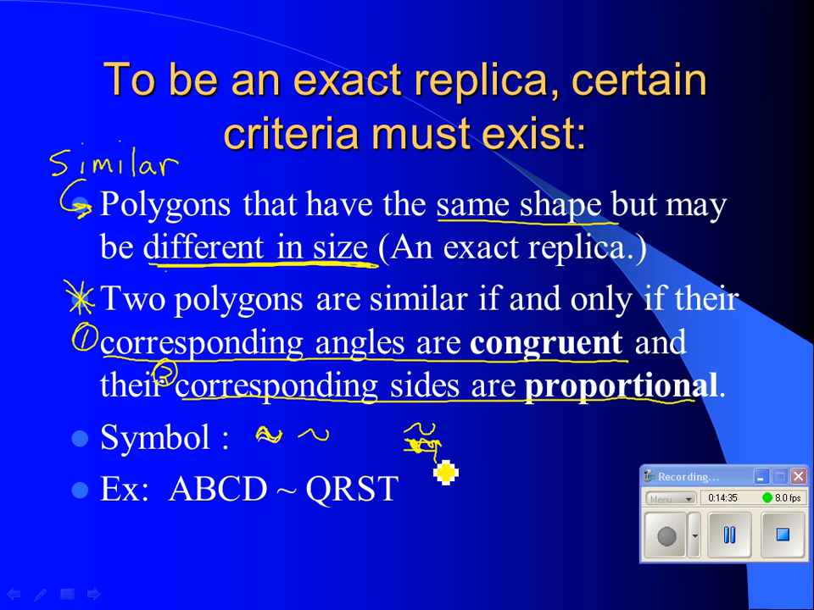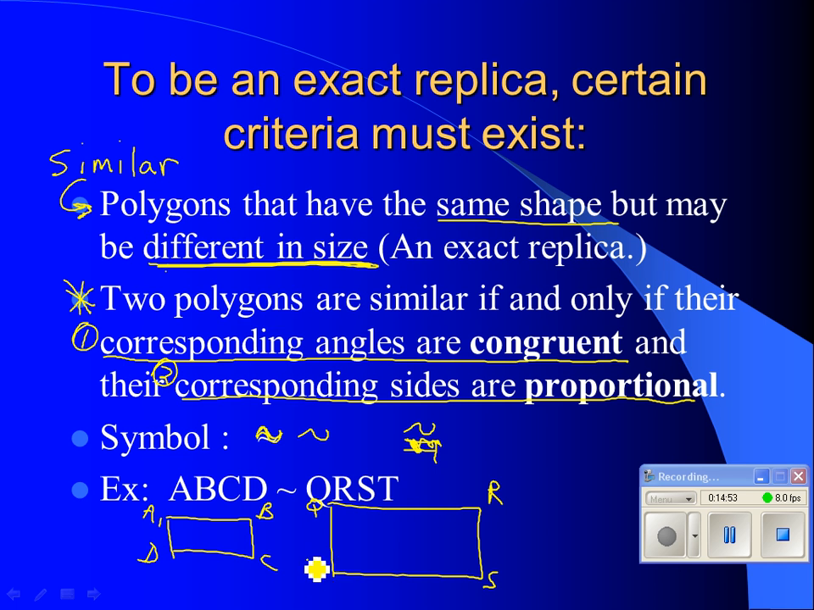How many sides does ABCD have? 4. If I draw this, ABCD, and then I draw another one, this is QRST. This tells us that those two are similar. What this up here means is, if I told you angle A right here was 70 degrees, Q has to be 70 degrees. So the angles are still exactly the same.